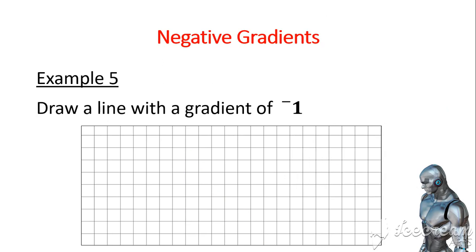Right, last example. How do we draw a line with a gradient of -1? Well, that's easy. We put it over 1 because any whole number has to be put over 1, -1/1, and that just tells us to start somewhere, to rise down 1, and to run across 1, and this is what the gradient of -1 would look like.